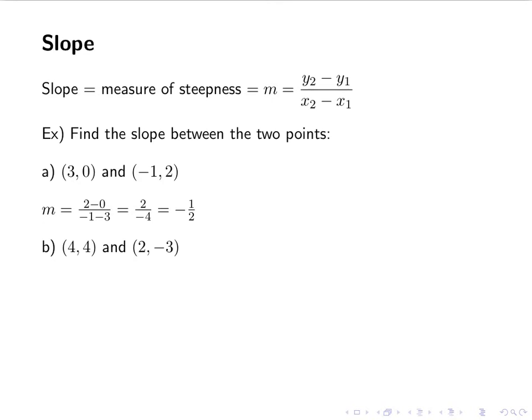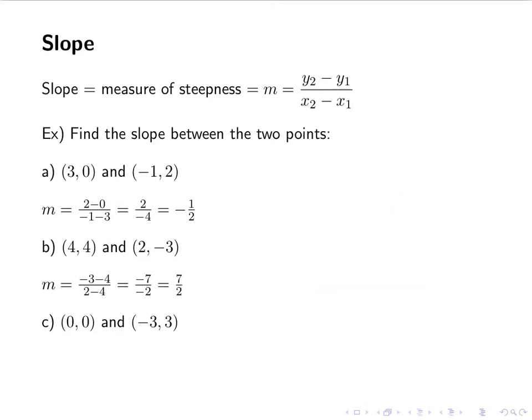A negative slope means my line is going down as I move from left to right. Let's look at another one, 4, 4, and 2, negative 3. So again, M is the differences in my y's, negative 3 minus 4, and then the difference in my x's, 2 minus 4. It's going to give me negative 7 over negative 2, which again we simplify to 7 over 2. 7 over 2 is positive, and that means that my line is increasing as I move from left to right. So remember, a line goes off in both directions, but this increasing, decreasing is always as we move from left to right.